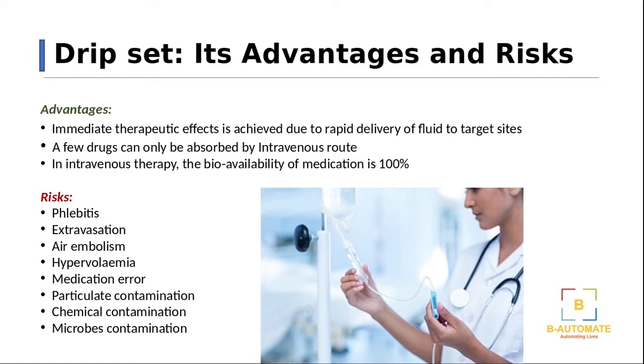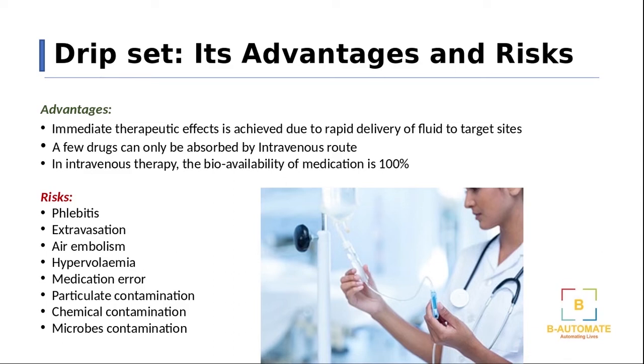Now let us see the advantages of IV drip set. Immediate therapeutic effect is achieved due to rapid delivery of fluid to target sites. And also some substances cause pain and irritation when given subcutaneously or intramuscularly. A few drugs can only be absorbed by intravenous route. In intravenous therapy, the bioavailability of medication is 100%. And also, they are relatively inexpensive, and it is the best method if the patient cannot tolerate drugs by oral or any other route.